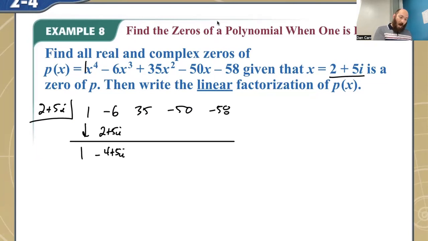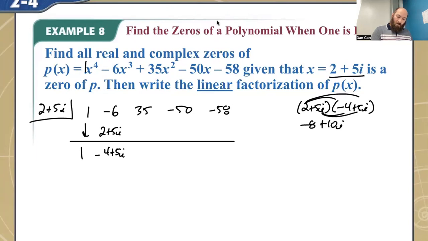Okay, now I need to multiply this here. I'm going to distribute that. That helps you just right off to the side. So I got 2 plus 5i times -4 plus 5i. So I distribute the 2, I'm going to get -8 plus 10i. Distribute the 5i, and I get -20i, and then positive 25i squared. So this will turn into a -25.